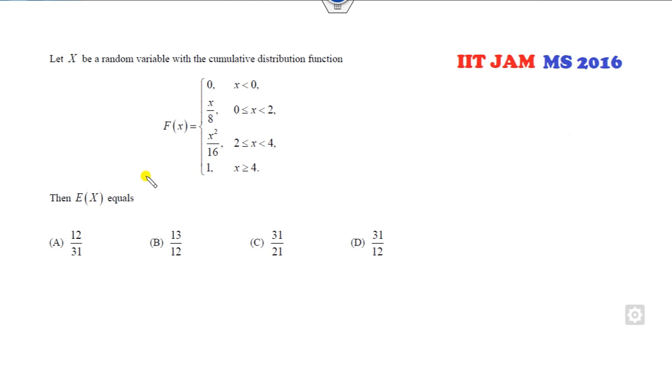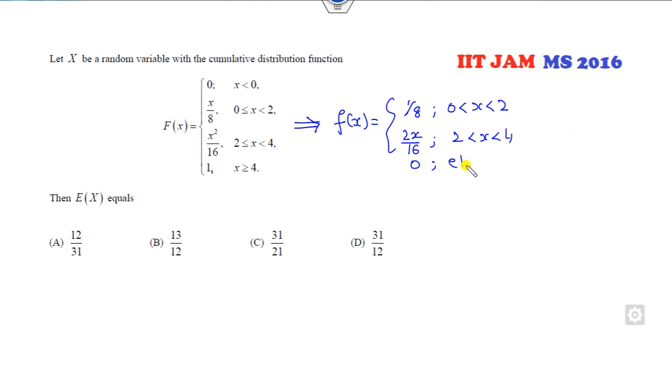Now your target is to find the CDF. You can first convert into the PDF. Fine. So what is the PDF? You can take the derivative. x over 8 is my 1 over 8. It is my 2x over 16. Fine. Domain is x from here and from this. Rest is also 0, else is 0.